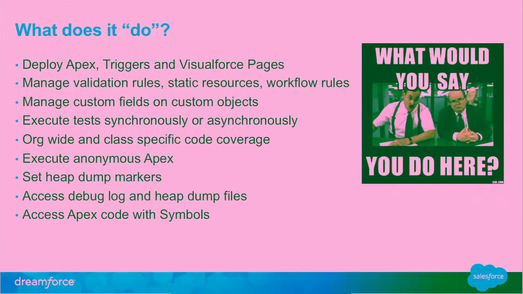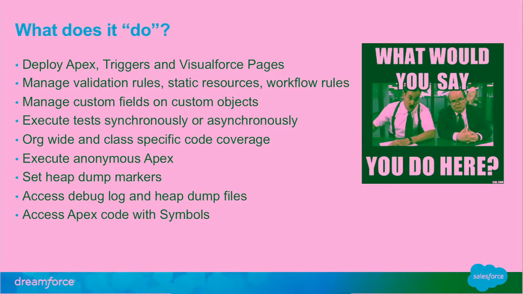So what does it actually do? Like I said, most APIs work with records. This one works with metadata, and you can do all kinds of CRUD operations with it, metadata or the Tooling API. So you can create, update, and delete Apex triggers, Visualforce pages, validation rules, static resources, workflows. You can manage custom fields on custom objects.